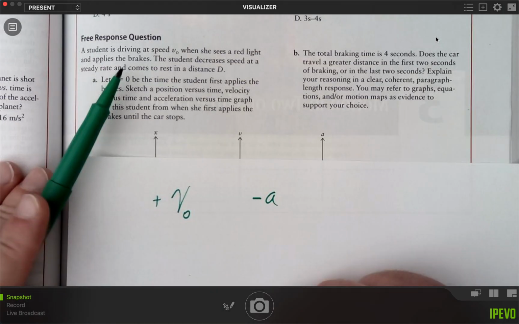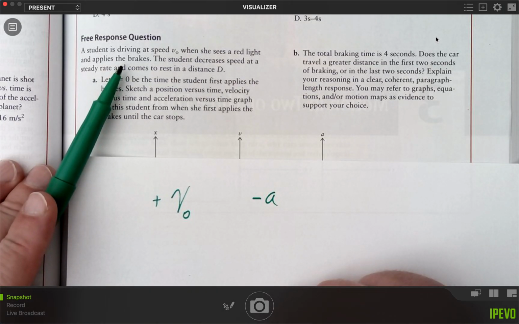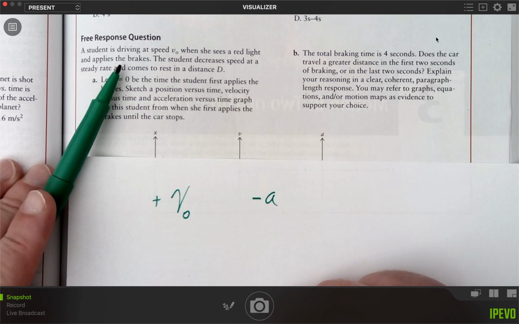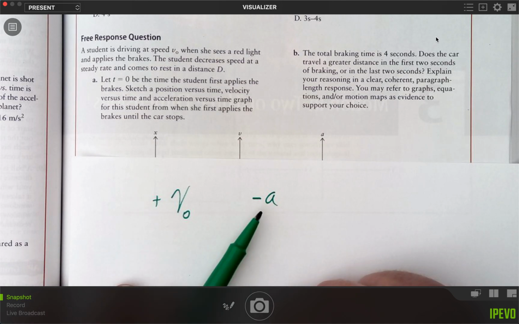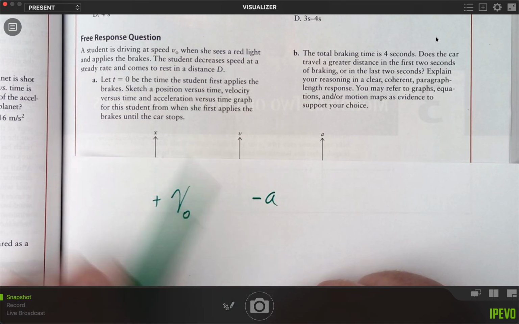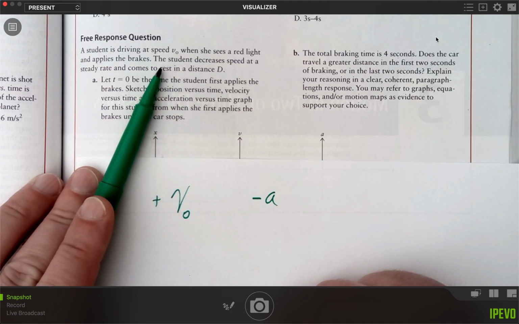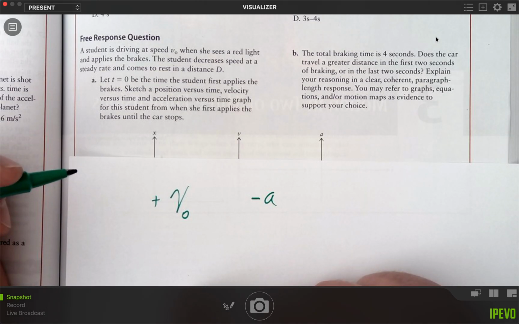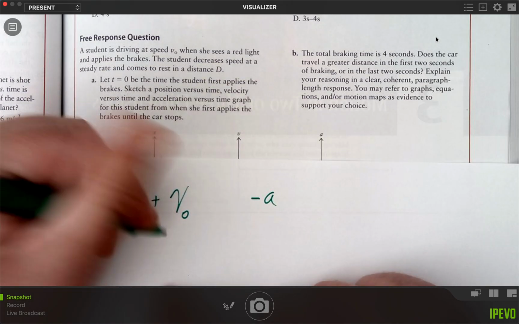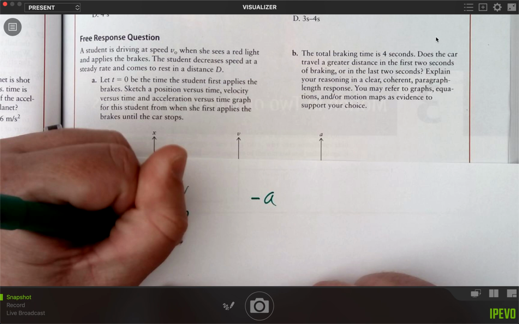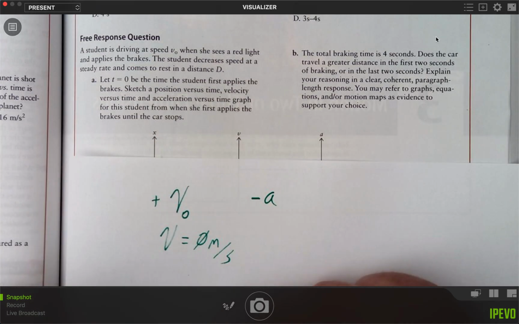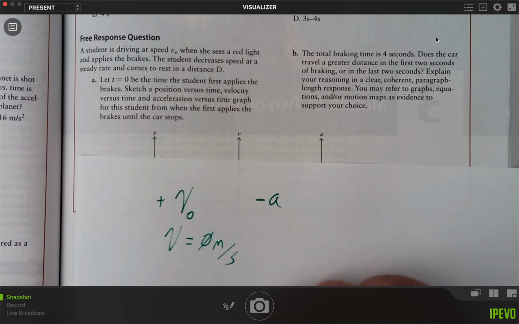Now, it'd be like me saying, all right, I want to beat that red light, and I could hit the gas and get through it, but no, you hit the brakes. So that's why you're slowing down. So your velocity should go down to 0. That's what it even says here. The student decreases their speed at a steady rate, so that means a constant negative acceleration. And my final velocity, what I end at, is going to be 0 meters per second.